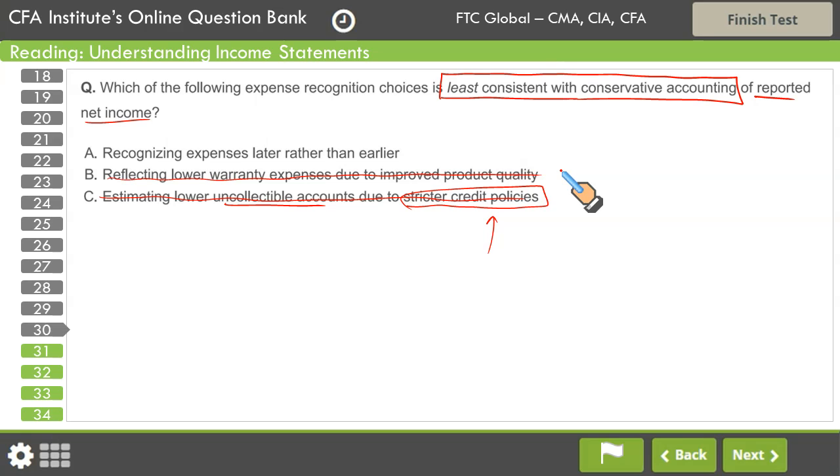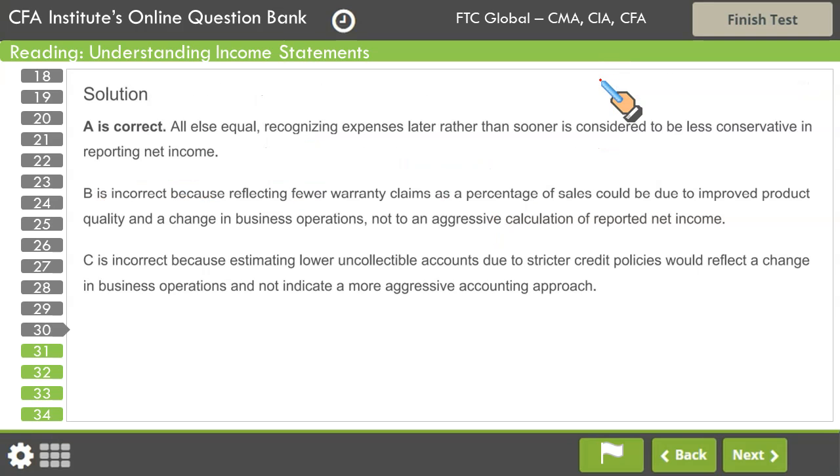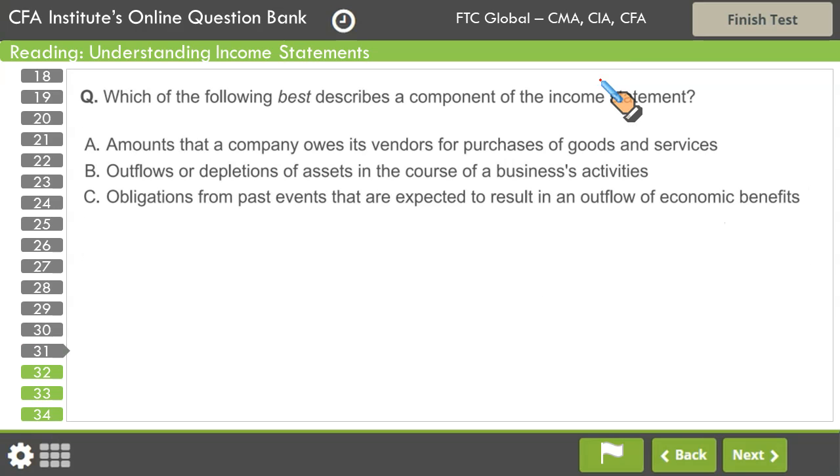Then look at A: recognizing expenses later rather than earlier. Recognizing expenses later, delaying expenses. This is an aggressive approach, and this approach is totally opposite to conservative accounting. That makes A the correct option. Least consistent: A. Totally opposite to conservative accounting. That makes A the correct option.